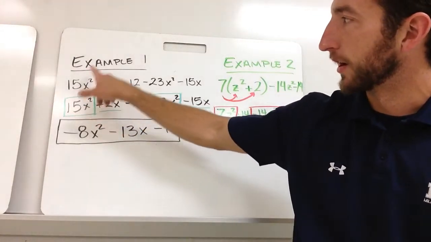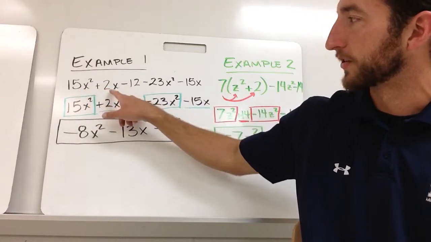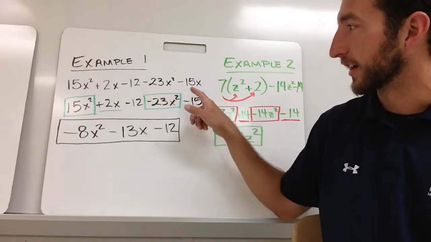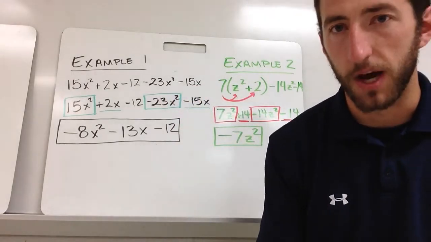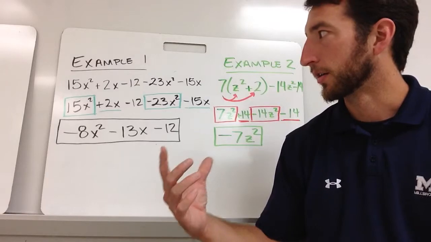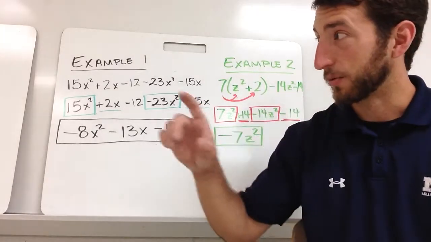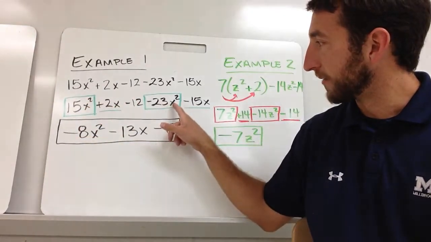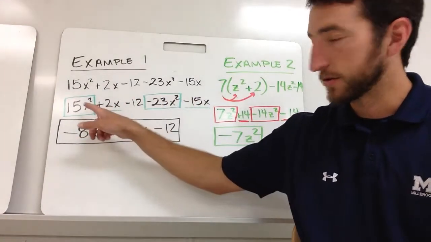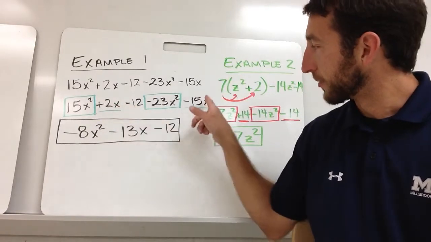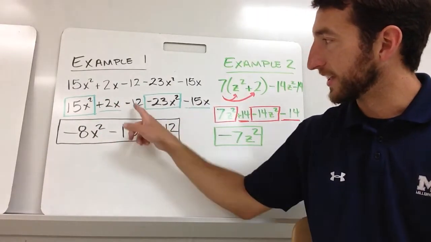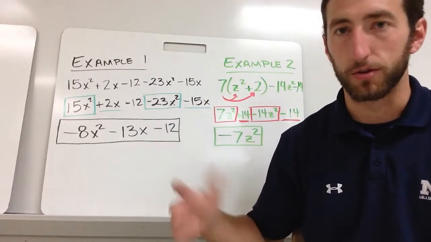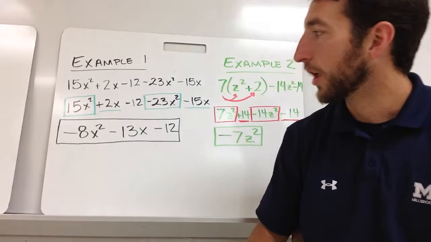Let's start here. We've got our example 1: 15x squared plus 2x minus 12 minus 23x squared minus 15x. What I like to do is box in our like terms. Remember we said same variable, same exponent. I put a box around those. Then the same variable, same variable, I underlined those, and this one doesn't have any other like terms, so I didn't put anything around it. You may want to circle it or use a triangle, whatever you want to do.